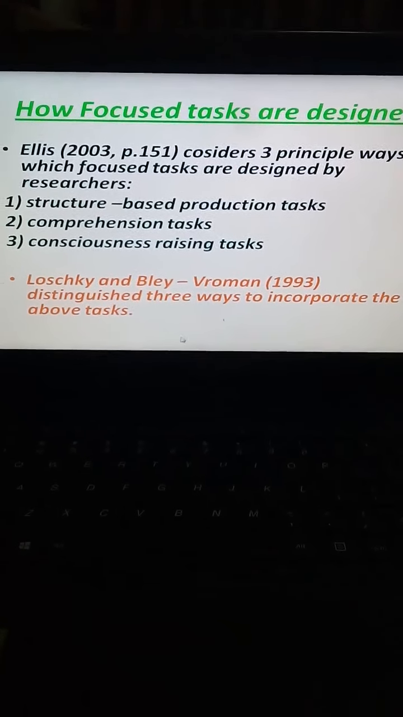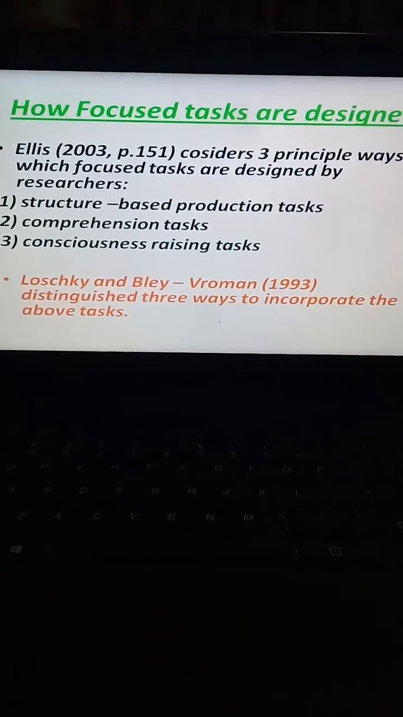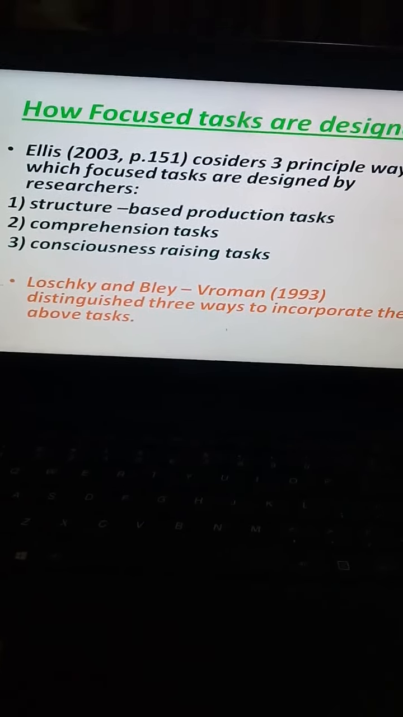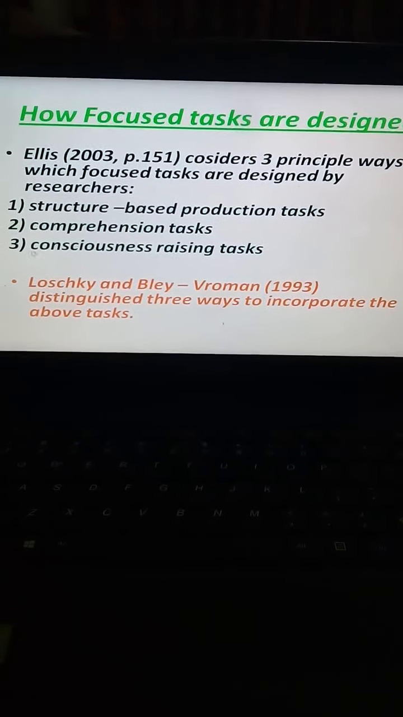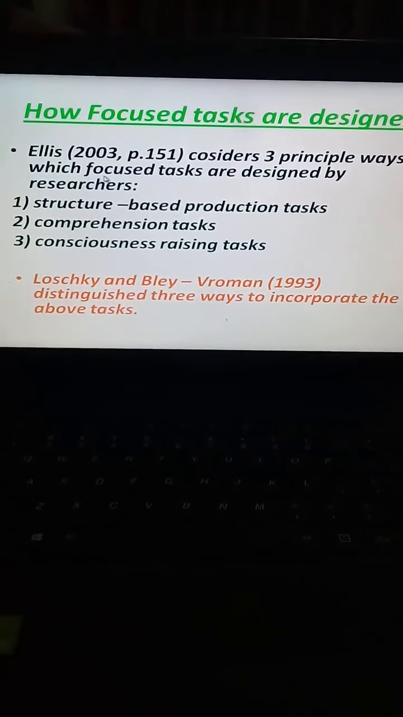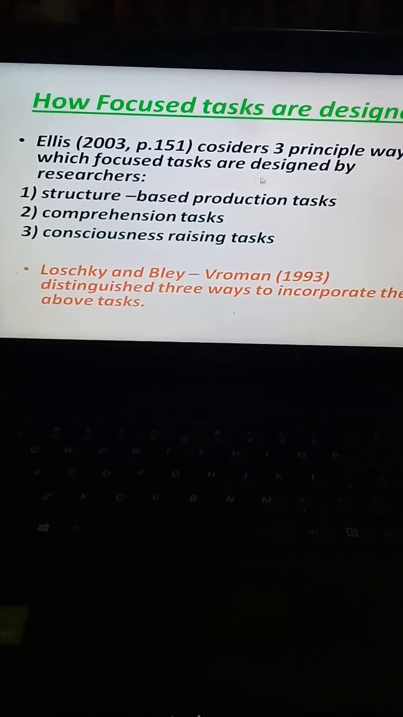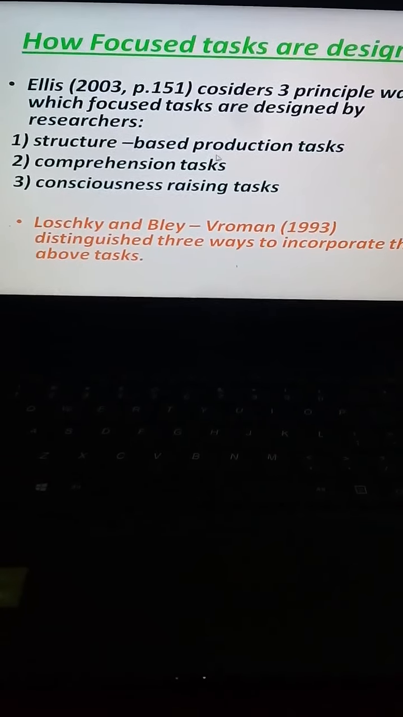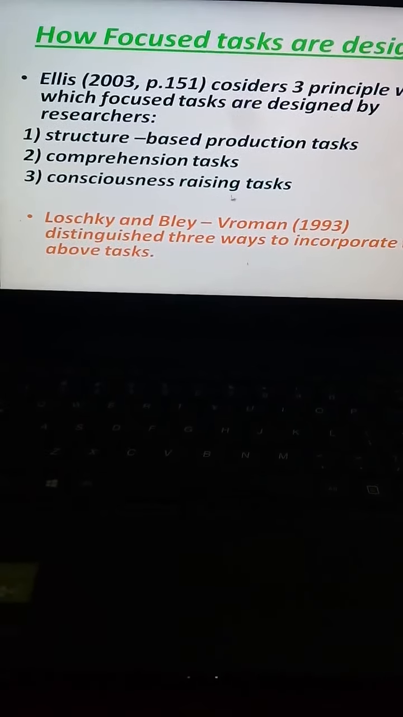And the question is, because focused tasks are very important, that is why you have to know how to design focused tasks. In this slide, I will show you how focused tasks are designed. Ellis 2003 considers three principal ways in which focused tasks are designed by researchers. That is, structure-based production tasks, comprehension tasks, consciousness-raising tasks.